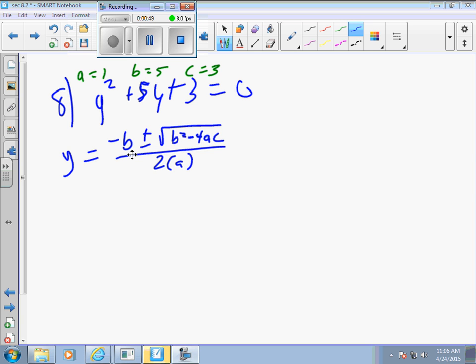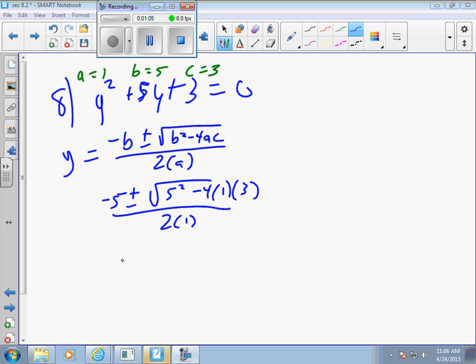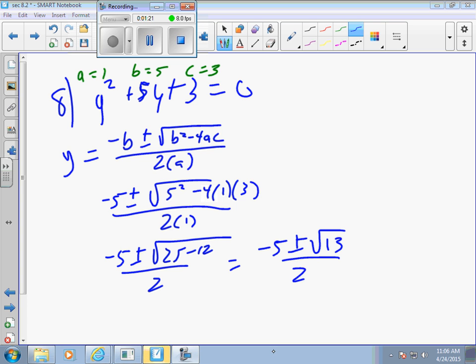So let's plug in what we know. The opposite of 5 is negative 5, plus or minus the square root of 5 squared minus 4 times 1 times 3, all over 2 times 1. Simplifying that, I get negative 5 plus or minus the square root of 25 minus 12 over 2, which is going to simplify to negative 5 plus or minus the square root of 13 over 2.